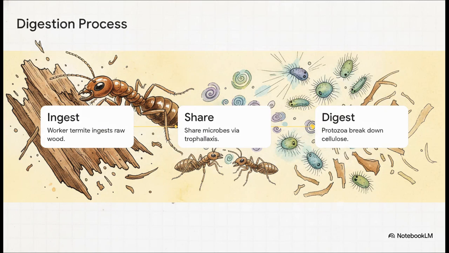Let's see how this actually builds into their life cycle. Step 1. The worker termite ingests the raw wood. Step 2. They use that lovely trophallaxis process we just learned about to pass the necessary microbes all around the colony. The nymphs actually get their protozoa directly from the adult workers through this very intimate food sharing. And finally, step 3, those shared protozoa, bacteria, and enzymes get to work breaking down that tough cellulose into usable energy. It's wild. It brilliantly shows just how ridiculously interdependent a termite colony really is. A single termite on its own is basically harmless and starving.